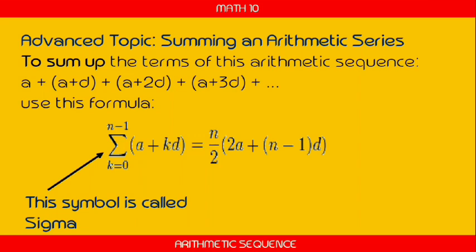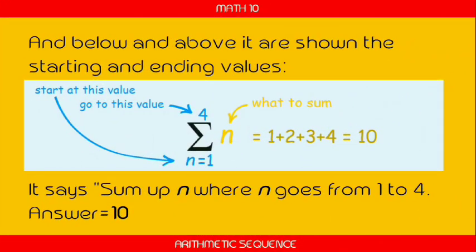This capital E is called sigma. Below and above it are shown the starting and ending values. To start with this value, go to this value 4. n is equal to 1. So the 1 is the starting value, that is the first term. And 4 is the ending value. n is what to sum. It equals 1 plus 2 plus 3 plus 4, which is equal to 10. It says sum up n, where n goes from 1 to 4. The answer will be 10.